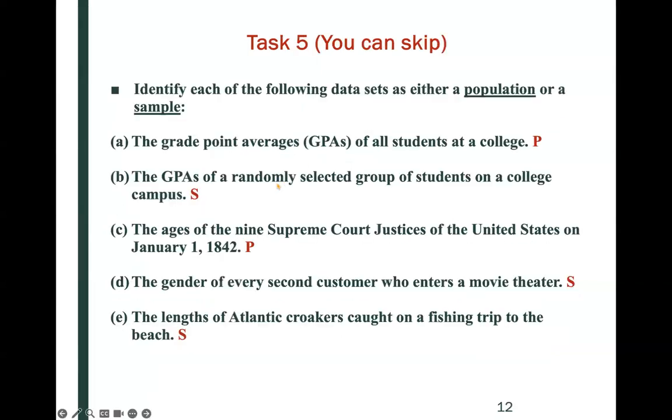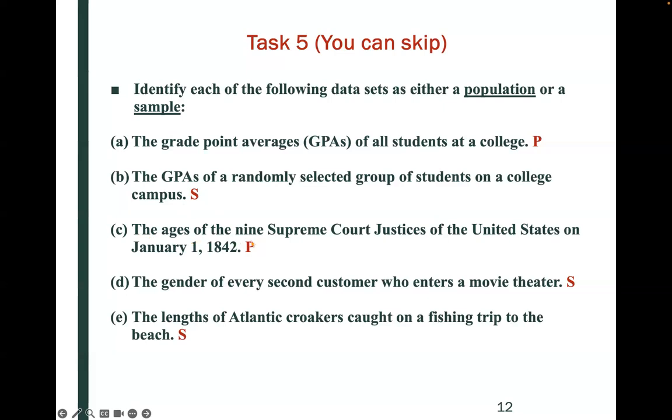Okay. Task 5, identify each of the following data sets as either population or sample. The grade point averages, GPAs, of all students at a college. That would be population, and here's our keyword, all. The GPAs of a randomly selected group of students on a college campus. This is a sample because we have a randomly selected group, so it's not the entire population. That's why it's a sample. It's a subset.